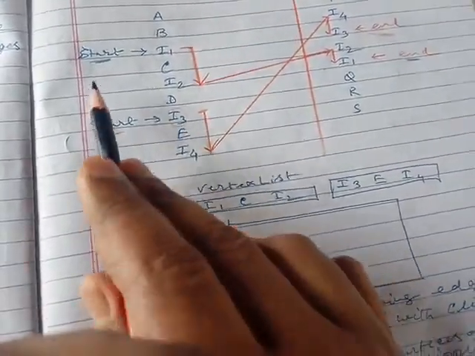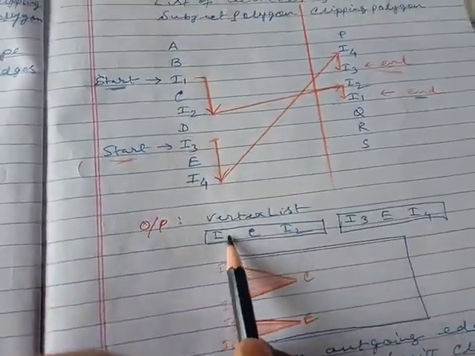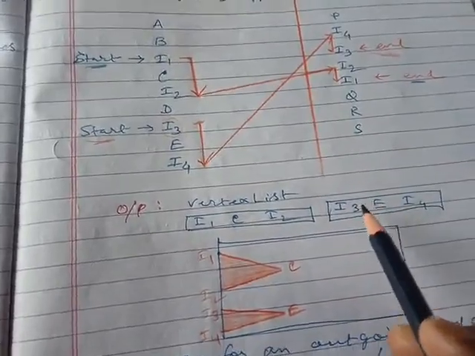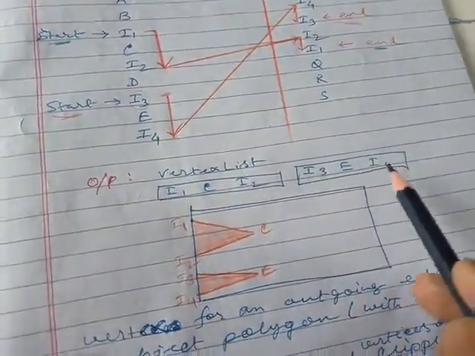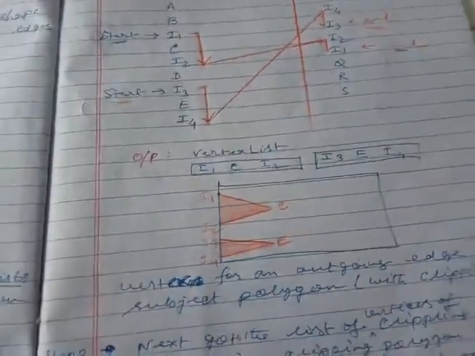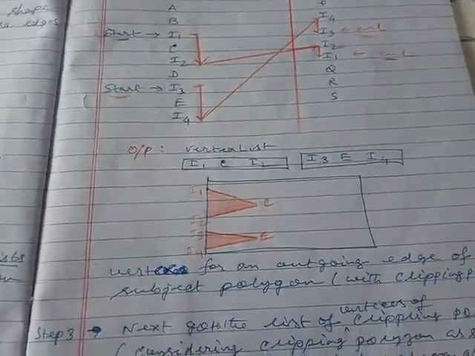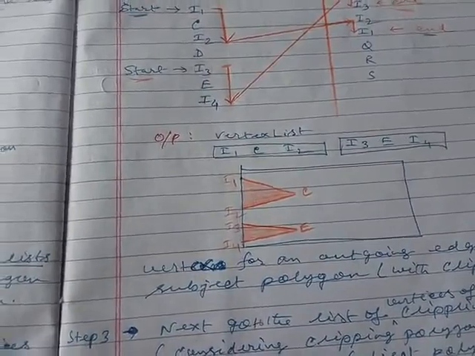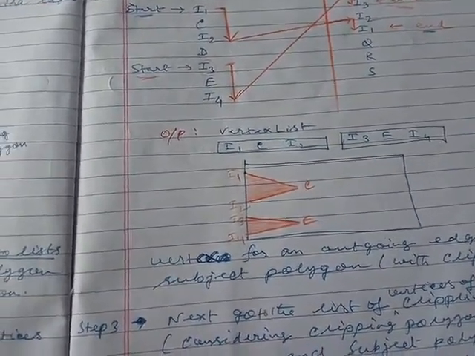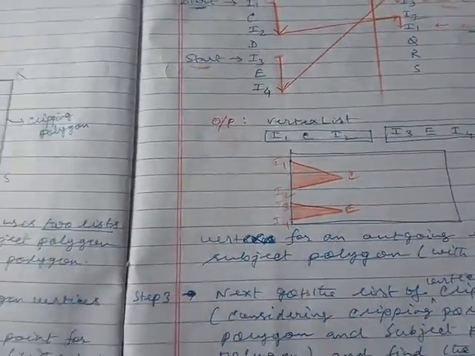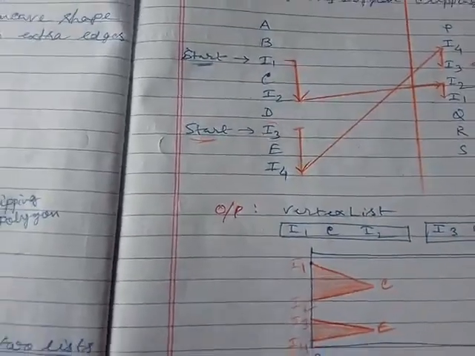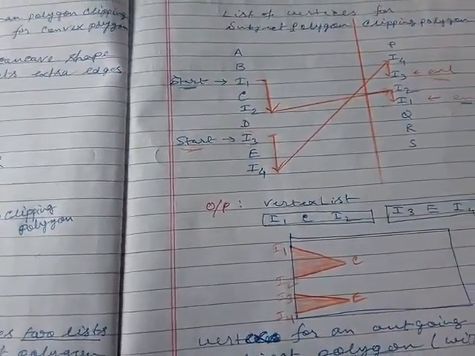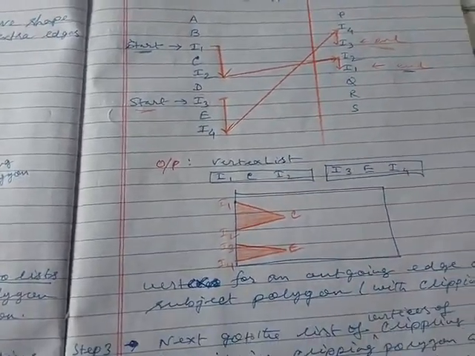One list is for the first sub procedure, so we will get the vertex list I1, C, I2, and for the next sub procedure we get the list I3, E, I4. So the algorithm repeats this procedure for all the intersecting points corresponding to the subject polygon. Here, as you can see, there are no more intersecting points corresponding to the incoming edges of the subject polygon, so the procedure ends here.